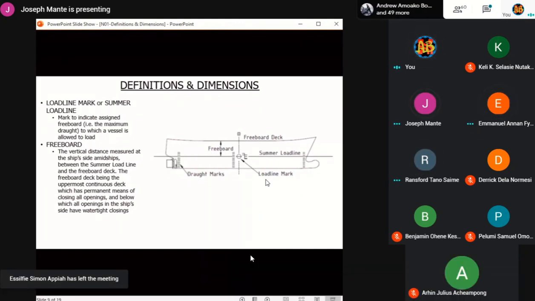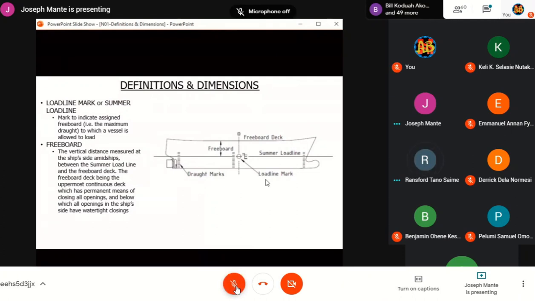Yes, sir. All right. Then you go to load line marks or summer load line. A mark to indicate assigned freeboard.